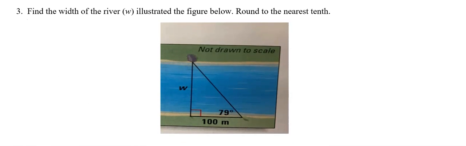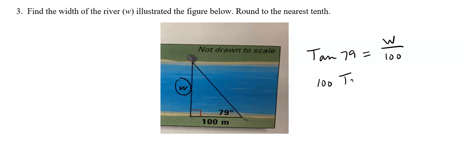Okay, here's another one. This time we're looking for a missing side. We're still going to use tangent, because for this 79-degree angle, we're looking for the opposite side. We're given the adjacent side. So on this test, just be ready to find either missing sides or angles, whichever the case requires. So this time, tangent 79 is going to be the opposite side divided by the adjacent side. And then to solve for w, I just multiply by 100 on both sides.